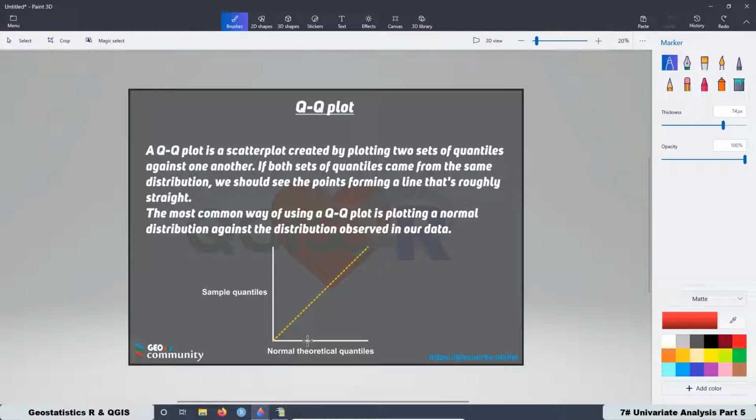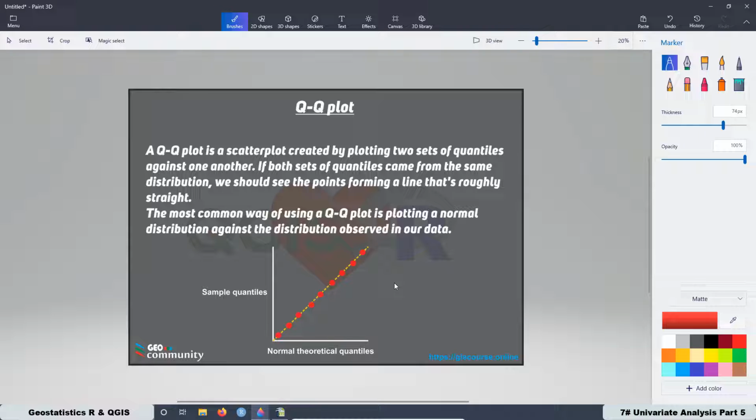Then, on the x-axis, we are going to have the normal theoretical quantiles, and on the y-axis we are going to have the sample quantiles. Then we are going to plot all the points. For example, if we have 50 samples, we are going to have 50 points. And if all the points are on the line, it indicates that we have a perfect normal distribution in our data, that is equal or very similar to the normal theoretical distribution.